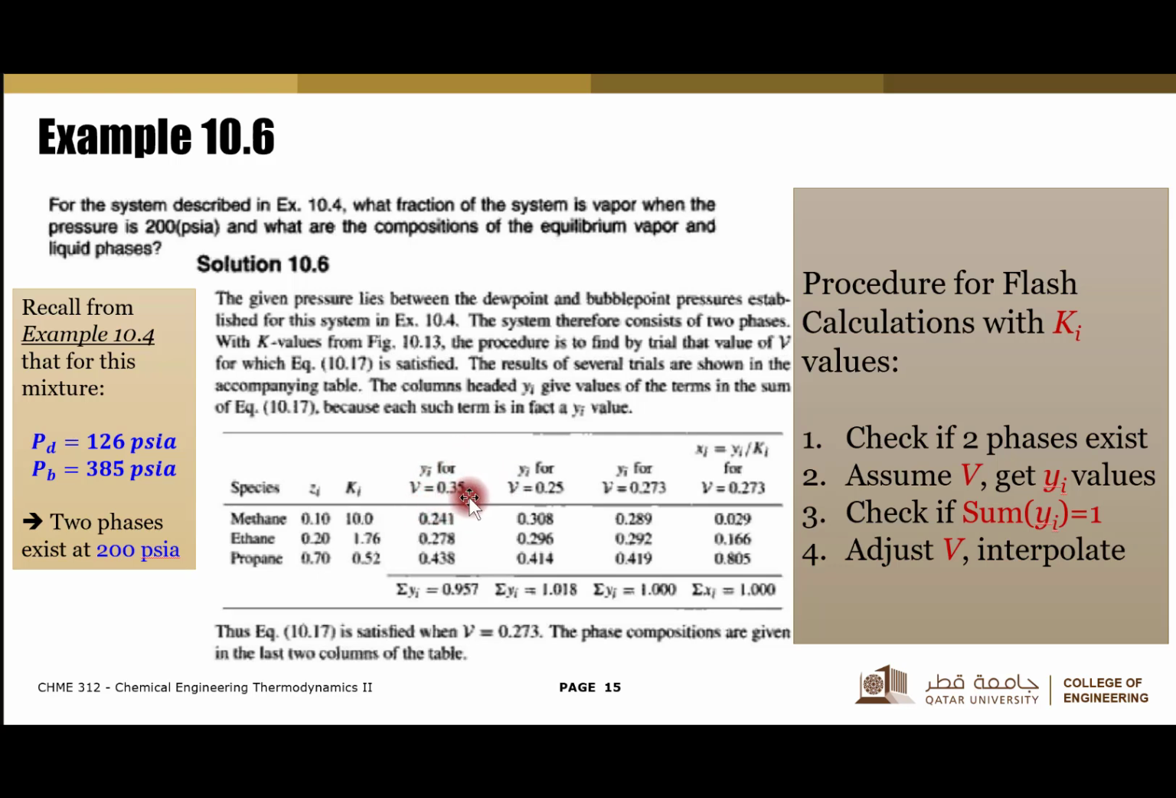So first guess, 0.35. You do the math using the expressions that we have. So you do the sum of the y's, you get 0.957. Is it 1? It's not. Take another guess, 1.018. Interpolate, find the value, till you get to 1.